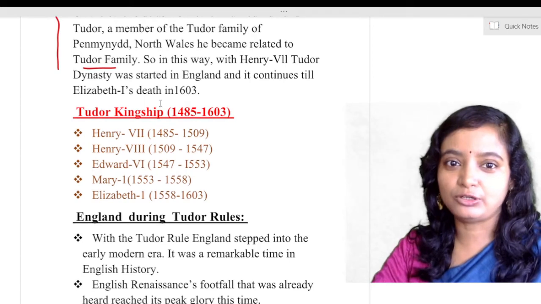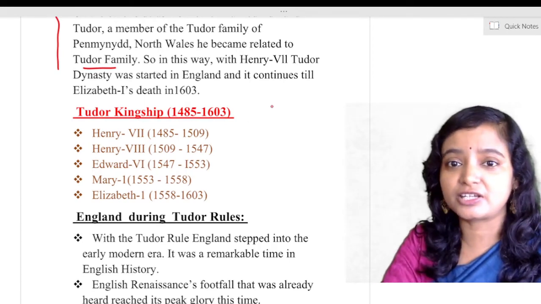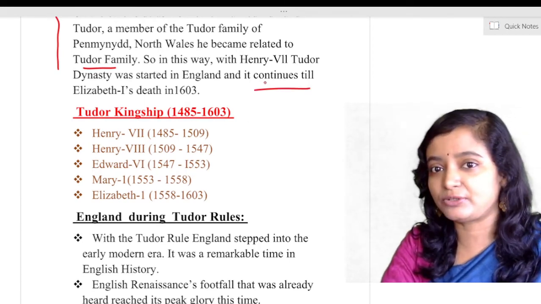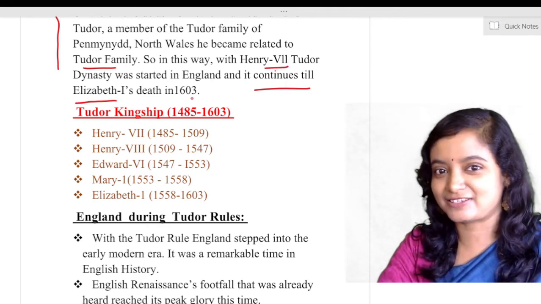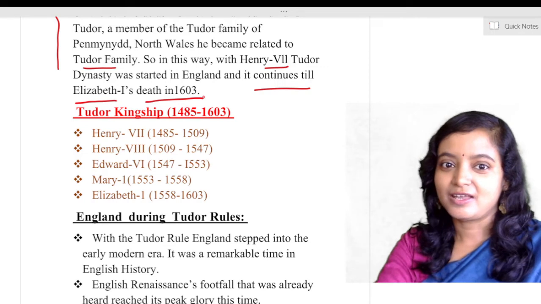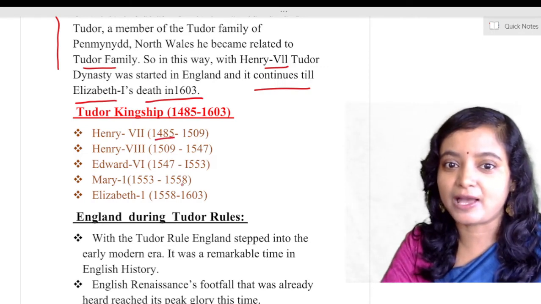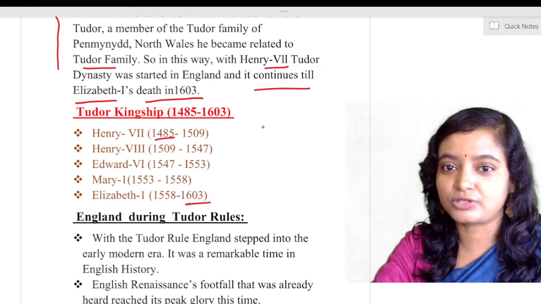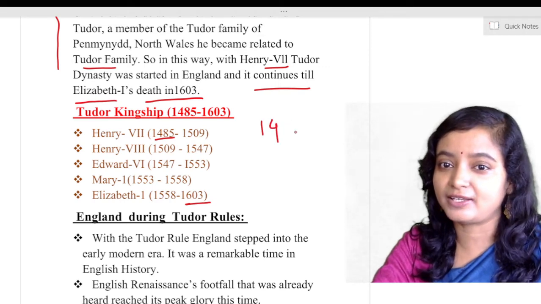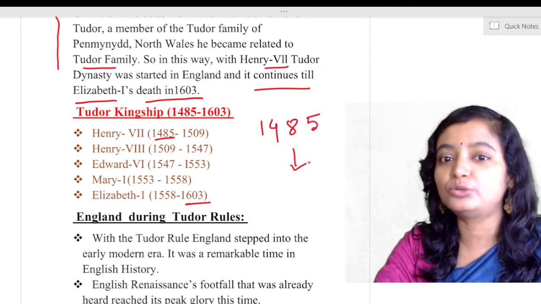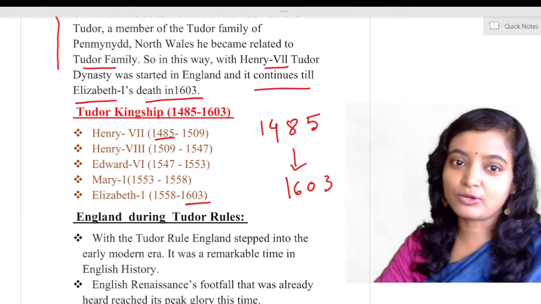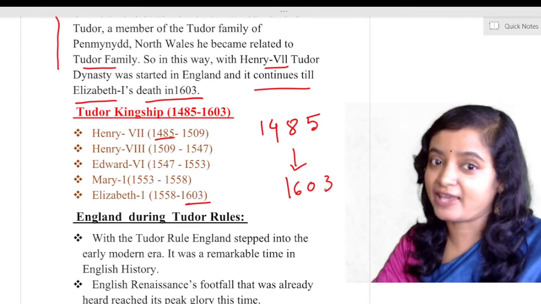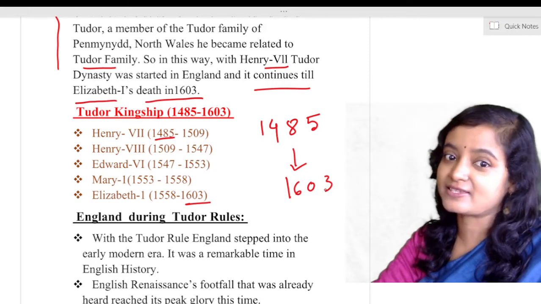Now the Tudor dynasty started with Henry VII and continues till Queen Elizabeth I. Henry VII, 1485, and 1603. So the Tudor dynasty is from 1485 to 1603. Okay. Now look at the kings: Henry VII, Henry VIII, Edward VI, Mary I, Elizabeth I.